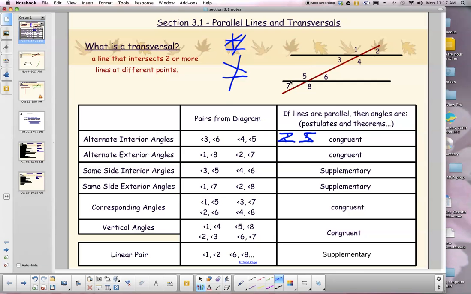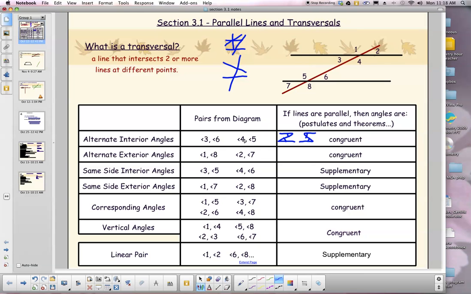Alternate exterior angles work pretty much the same way. It's just that instead of being on the inside of the parallel lines, they're on the outside of the parallel lines. So that would be angles 1 and 8 and angles 2 and 7. Those are alternate exterior angles. Again, if our lines happen to be parallel, then those angles would be congruent to each other. They would have the same measure.